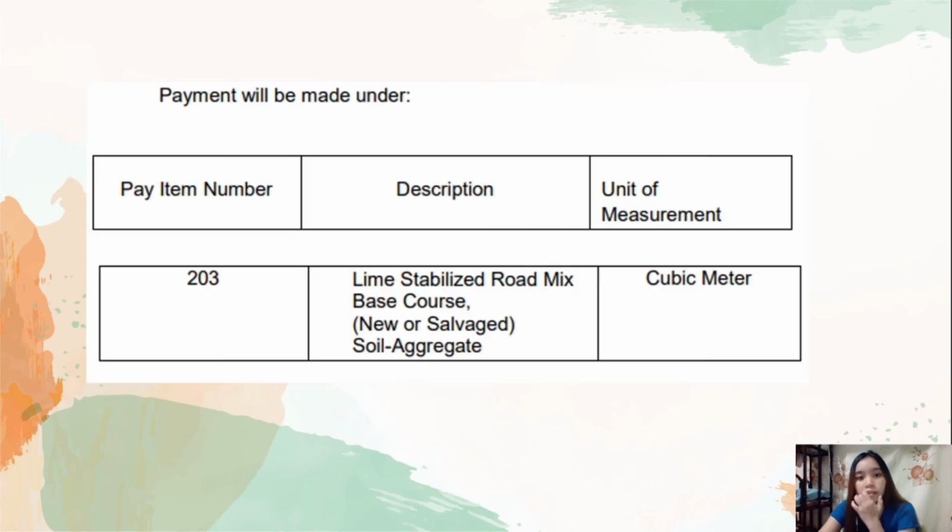So this is payment, the basis of payment. So, same lang siya sa mga previous na item, which is actually ano niya is on description. So, lime stabilized road mix base course na siya. New or salvage soil aggregate. Then, unit of measurement is still the cubic meter.